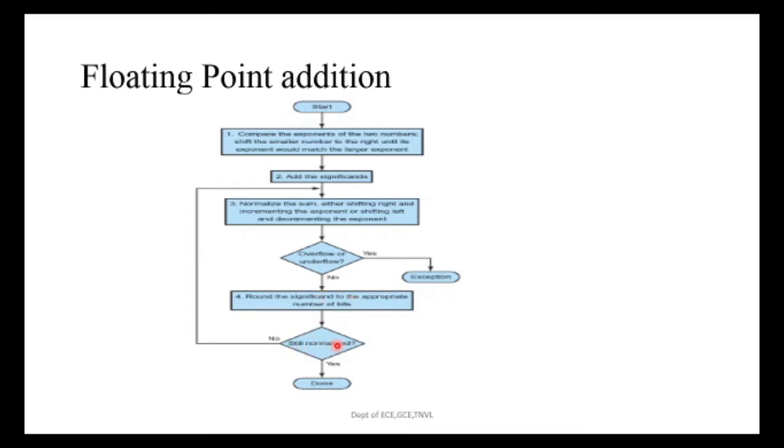What is the normalization check? Only one digit should lie on the left side of the decimal point, and that one digit should be 1. So we need to check whether the digit that lies on the left side of the decimal point is 1 or not. If it is 1, then we say that it is normalized. If it is not, then it returns back to step 3, and from step 3 the process continues. Then the algorithm ends.